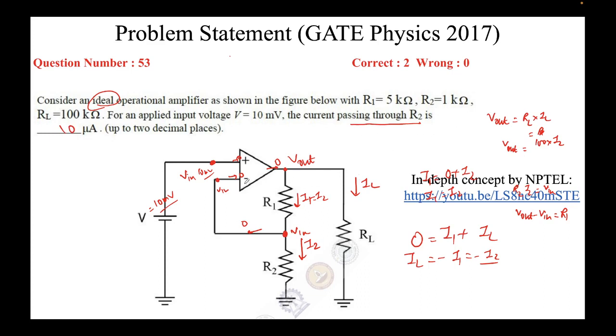So the concept is again very similar. No current is flowing out of the amplifier here, here, or here, and due to the virtual short, whatever voltage you are applying here will come here directly, and because this is a wire, the same voltage will come here, and we can simply find I2 as V in by R2. Simple question, very simple problem.